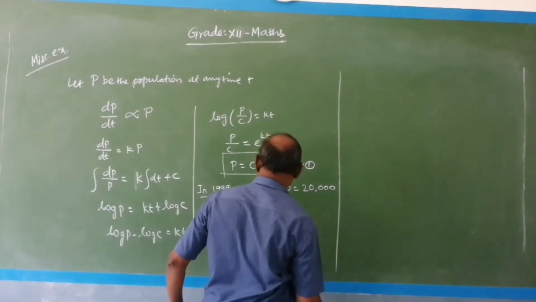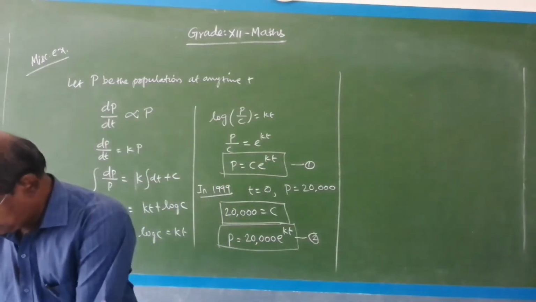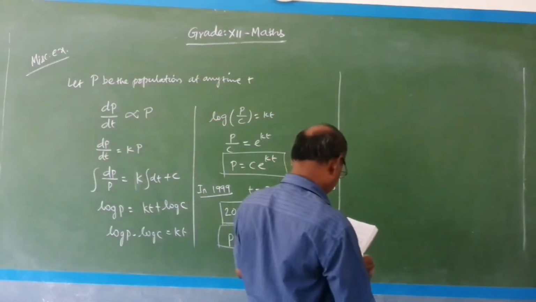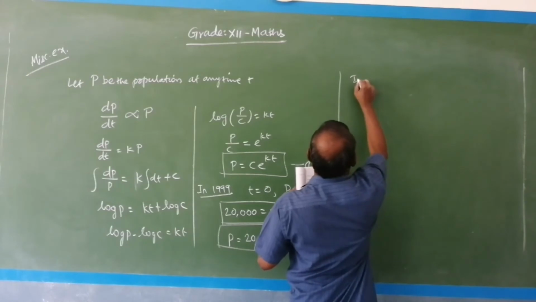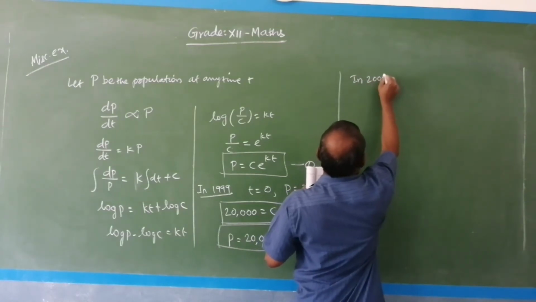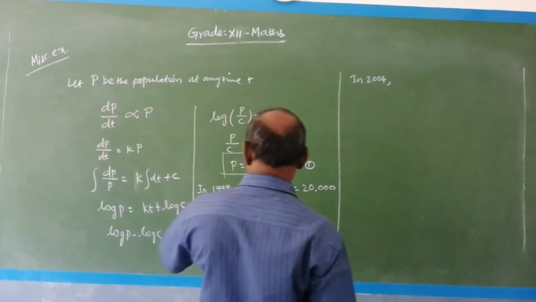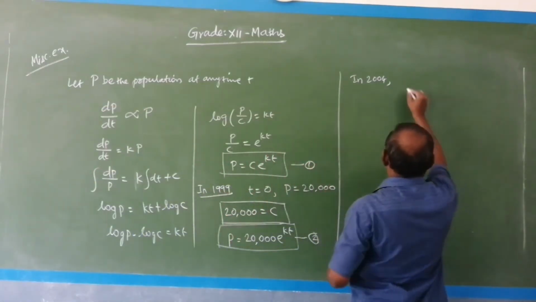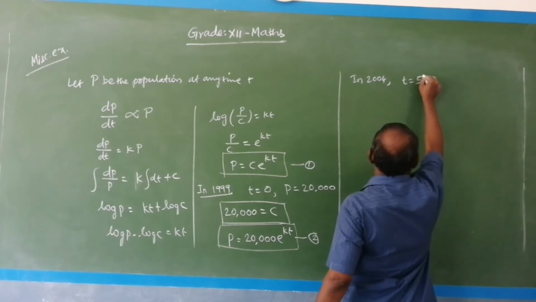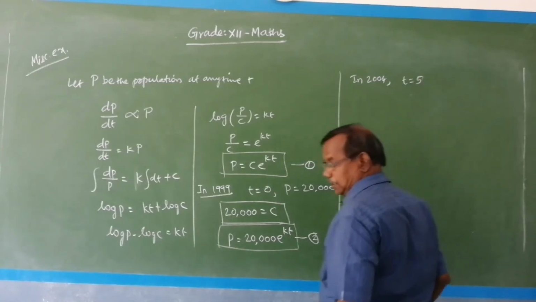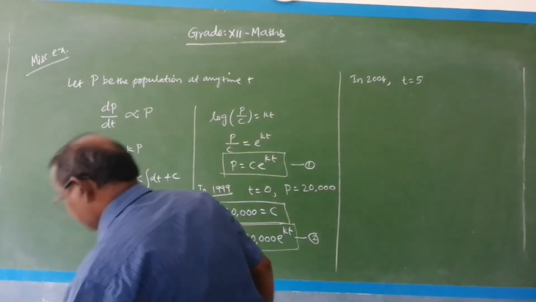Again, in 2004, that means over a period of 5 years. So, from 1999 to 2004, the time is 5 years. So, take T as 5. The population is given as 25,000.